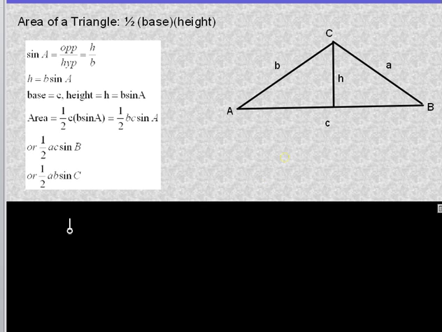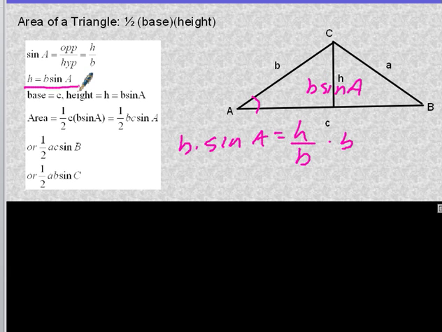If sine of this angle is opposite over hypotenuse, sine of A is going to be h over b. If I multiply both sides by b, I find that your height is equal to b times the sine of A. So that's what we have here. So the area of the triangle is 1/2 base times height. Our base is c. Our height in this case is going to be b sine A. So the area becomes 1/2 cb sine of A.